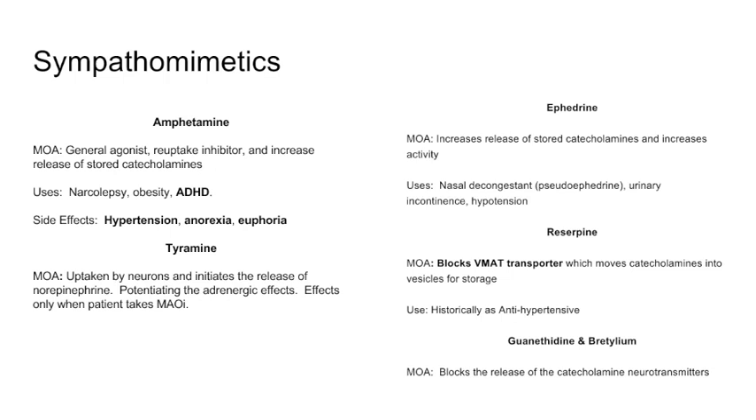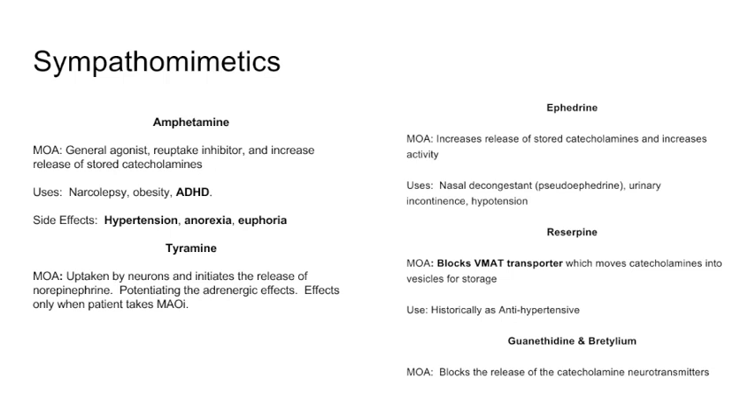Ephedrine. Ephedrine is interesting. It has very similar effects to phenylephrine, the alpha-1 agonist, only it works by increasing the amount of stored catecholamines, and it increases their activity. So it can be used as a nasal decongestant. It can be used for urinary incontinence. It can also be used for hypotension.